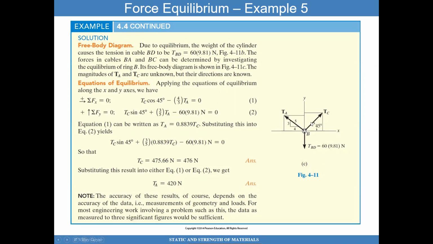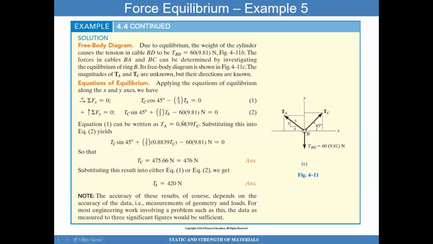So simply what I have to do, I have to resolve TC into the x and y directions. TC cosine 45 puts in the x direction, and then I can resolve TA in the x direction as well, and that will be basically 4 divided by 5 times TA. That gives me the component of TA in the x direction, because we're projecting TA onto the x direction. And then I can do the same thing and project TA into the y direction, which can be easily done.